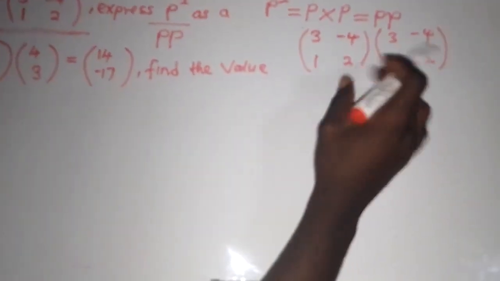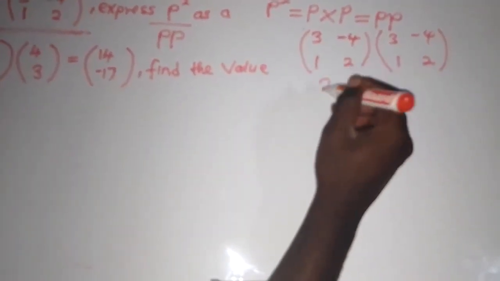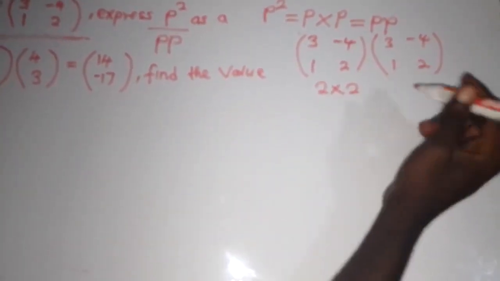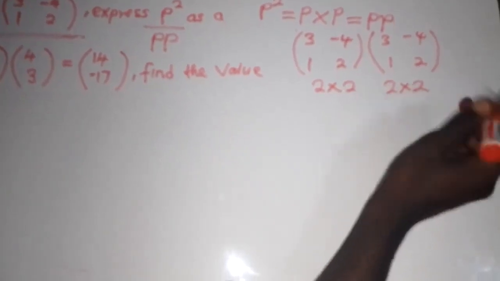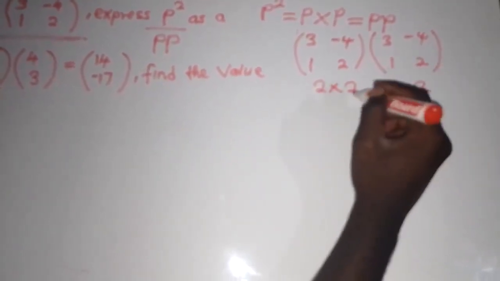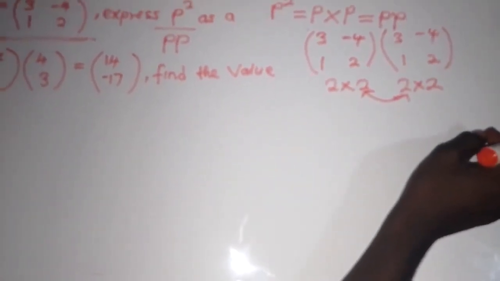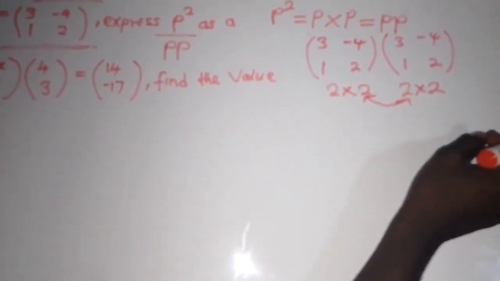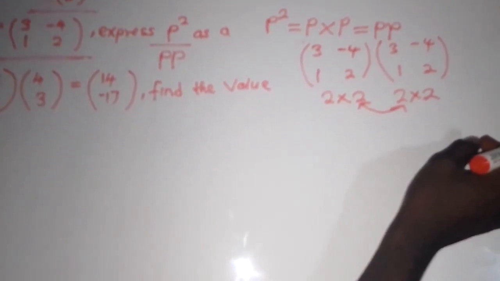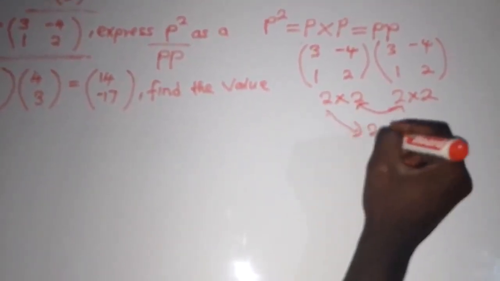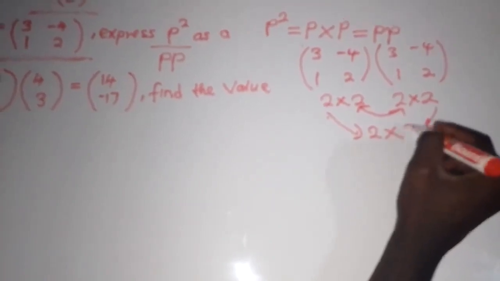On this one, what is the order of this matrix? This is a 2 by 2. What is the order of this other matrix? It is a 2 by 2 also. So if these two are the same, what are we supposed to do? The way we are going to do this is that we get this one 2 against this one. This is a 2.